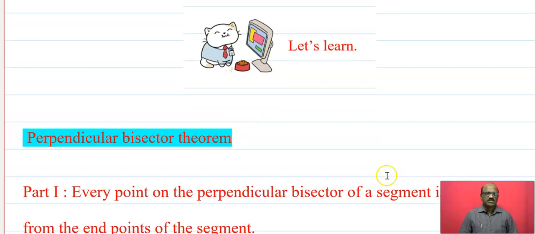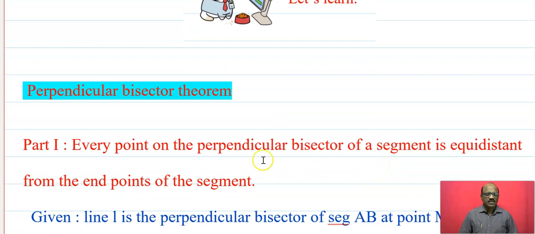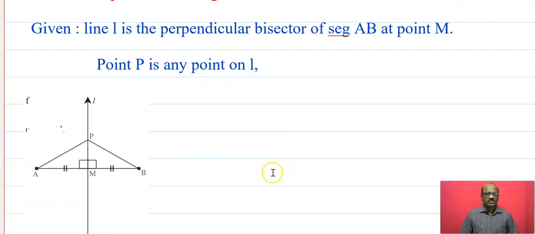Now the first topic is the perpendicular bisector theorem. Every point on the perpendicular bisector of a segment is equidistant from the endpoints of the segment. Meaning, AB is the line segment and line L is the perpendicular bisector of segment AB. If you take any point on this line, that point is equidistant from these two endpoints. Suppose P is a point on this perpendicular bisector, then AP is equal to PB.